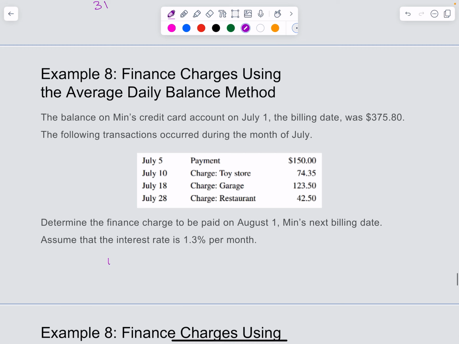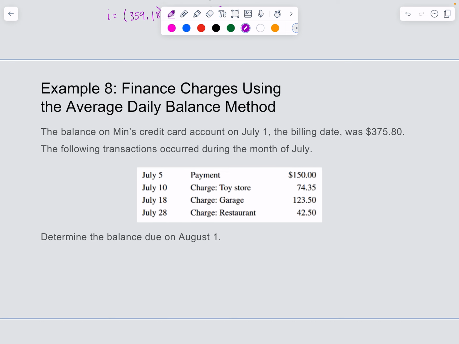Well, let's use our interest formula. The principal, that average daily balance, $359.18. Our rate, it tells us 1.3 per month, 0.13, and for 1 month. We multiply, we get $4.67. So the finance charge for that month is going to be $4.67.